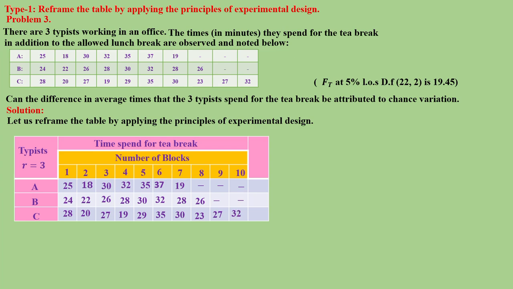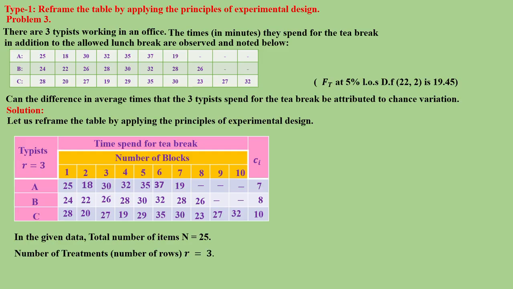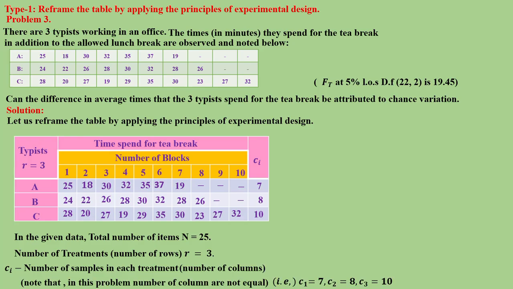Then you have to write the C, number of columns. A has 7, and B has 8 and C has 10. So C1 equal to 7, C2 equal to 8 and C3 equal to 10. So given data, number of items is 25, so capital N is equal to 25. So number of treatments are R equal to 3 and Ci, number of samples, so C1 equal to 7, C2 equal to 8, C3 equal to 10.